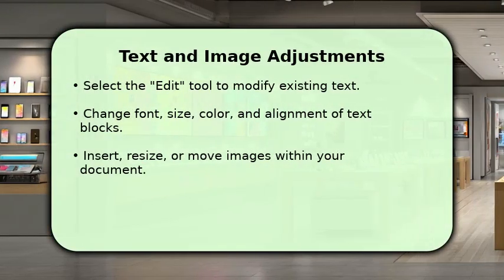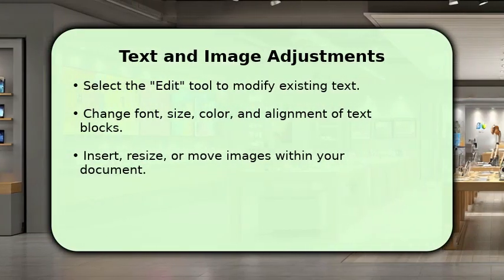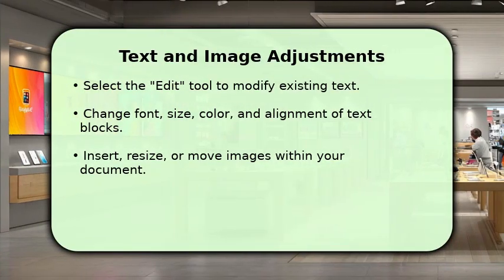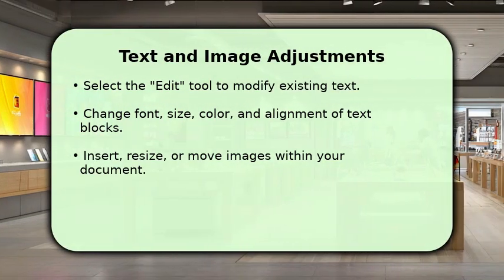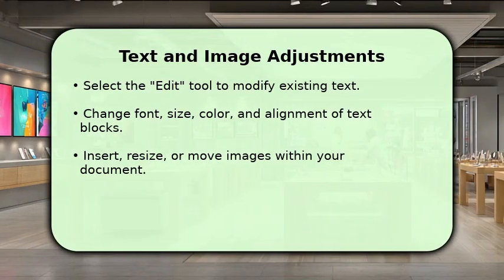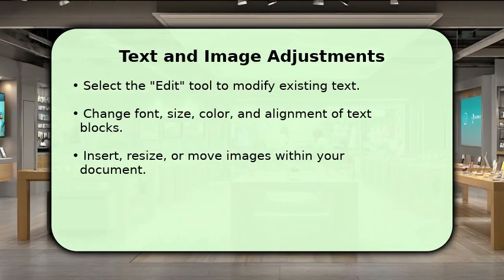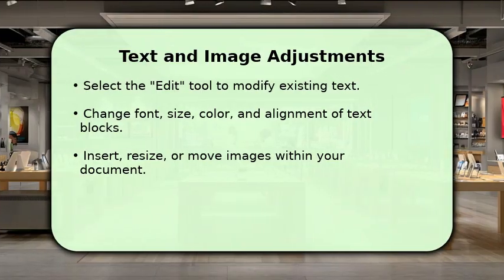To modify text, select the Edit tool and click on the text block you wish to change. You can easily adjust the font, size, color, and alignment. For images, simply click to select, then drag the corners to resize or move them to a new position.